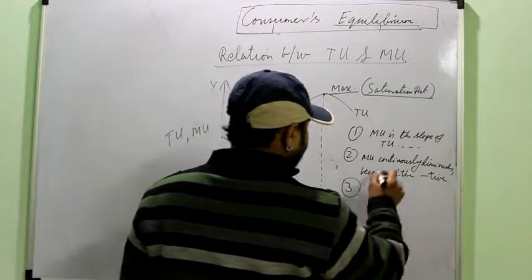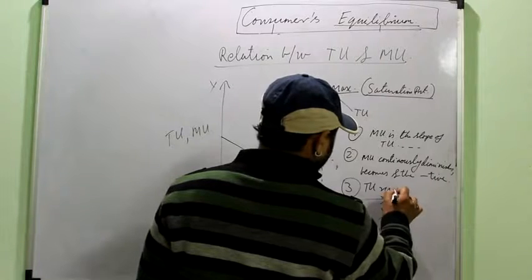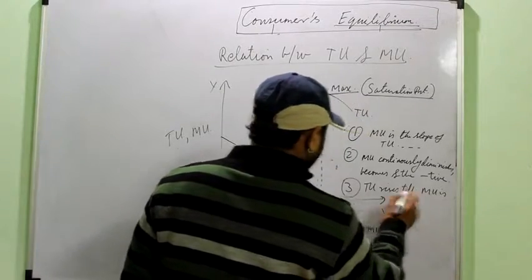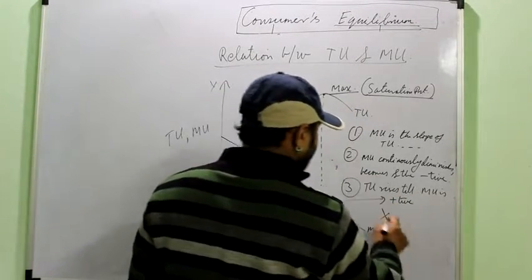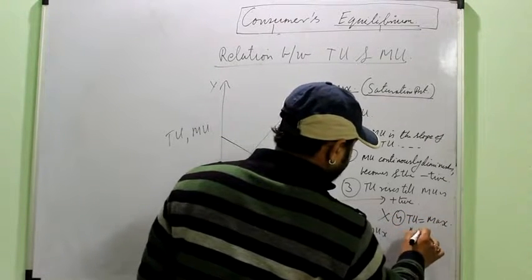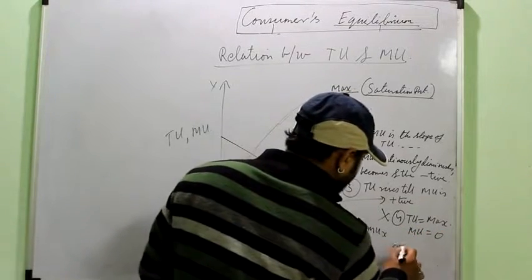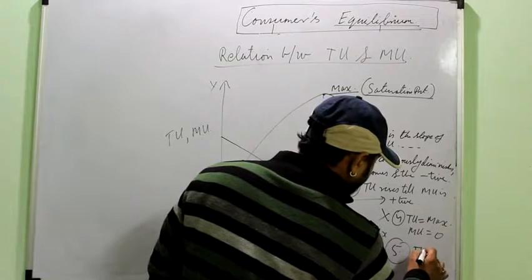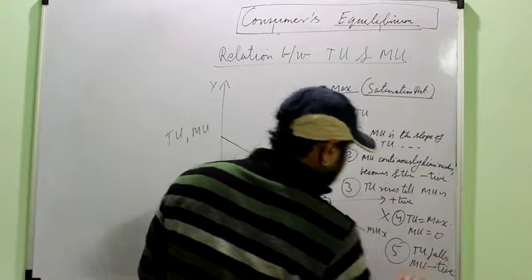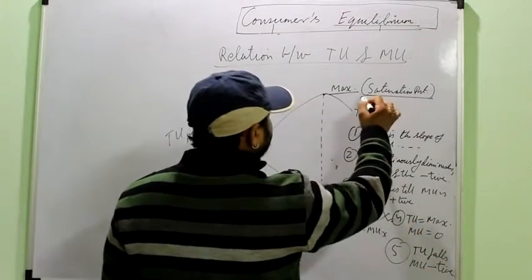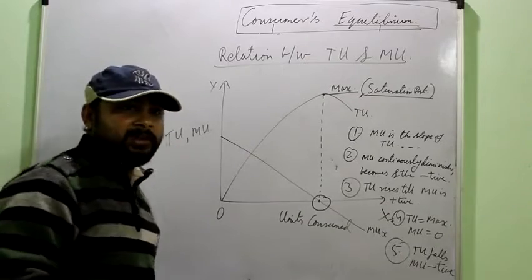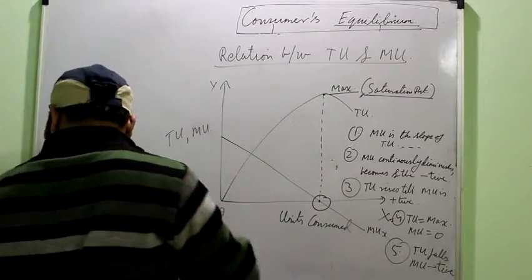Third point could be TU rises till MU is positive. We can see till the point MU is positive, TU is rising. Then TU is maximum when MU is 0. And the last point could be that TU falls when MU is negative. This, as we already discussed, is also the saturation point. So these are the various points which you have to write if a question is asked, explain the relation between TU and MU. And also it can be explained with the help of a schedule which we have already seen.